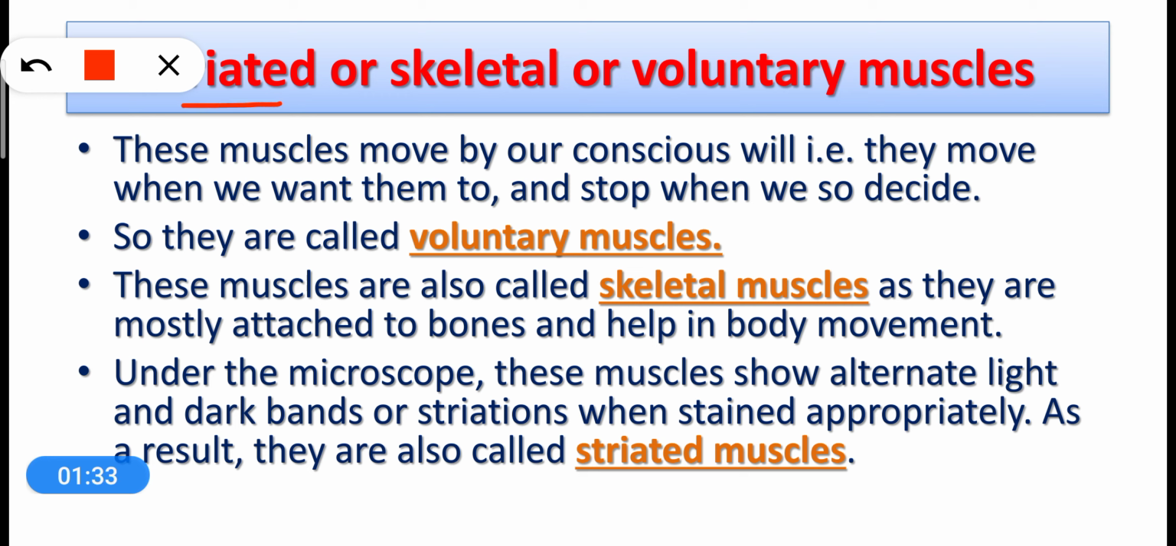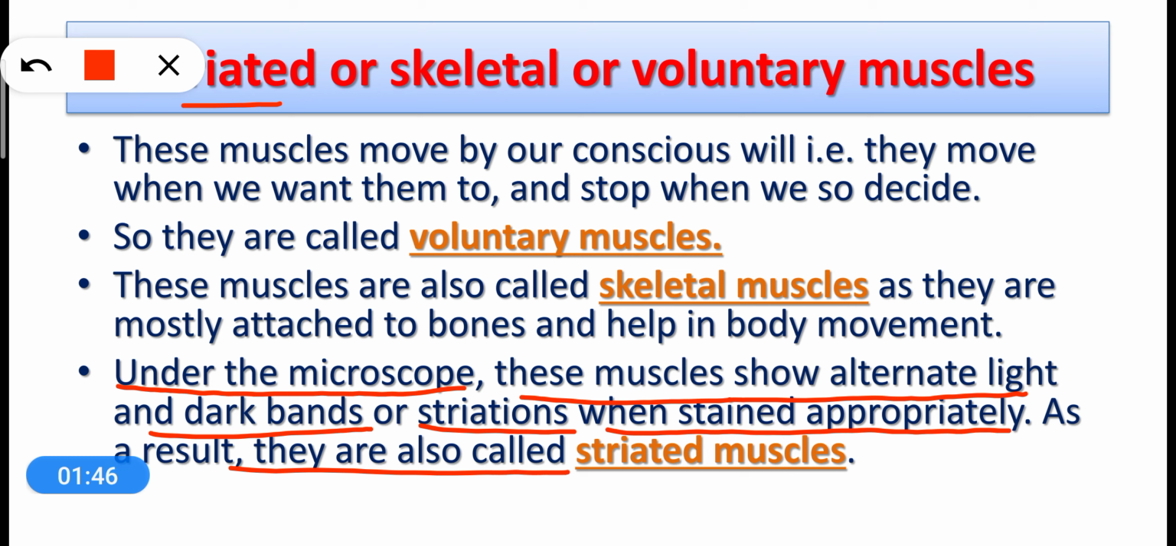These are called striated muscles because when we observe them under a microscope, these muscles show alternate light and dark bands or striations, when we stain them appropriately, and as a result they are called striated muscles. So striated muscles are called striated because on their surface striations, that means light and dark bands, are visible when we observe them under the microscope.